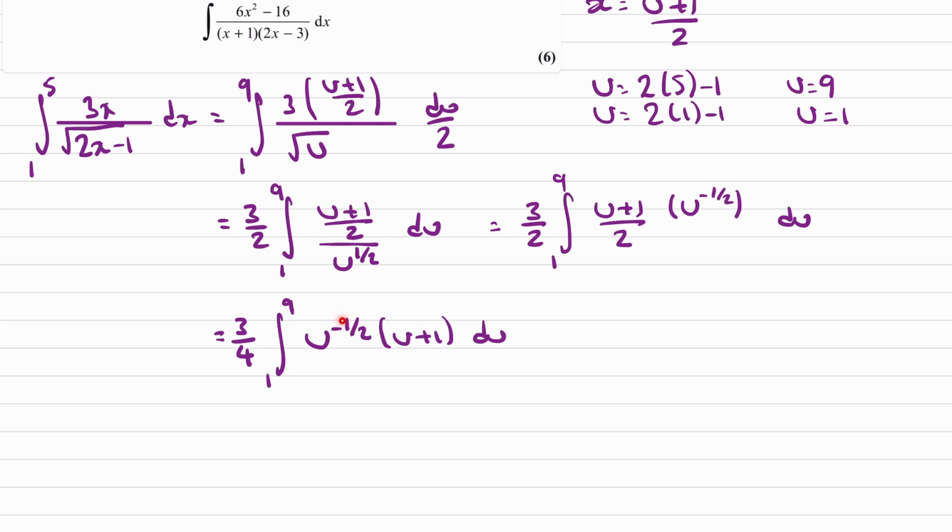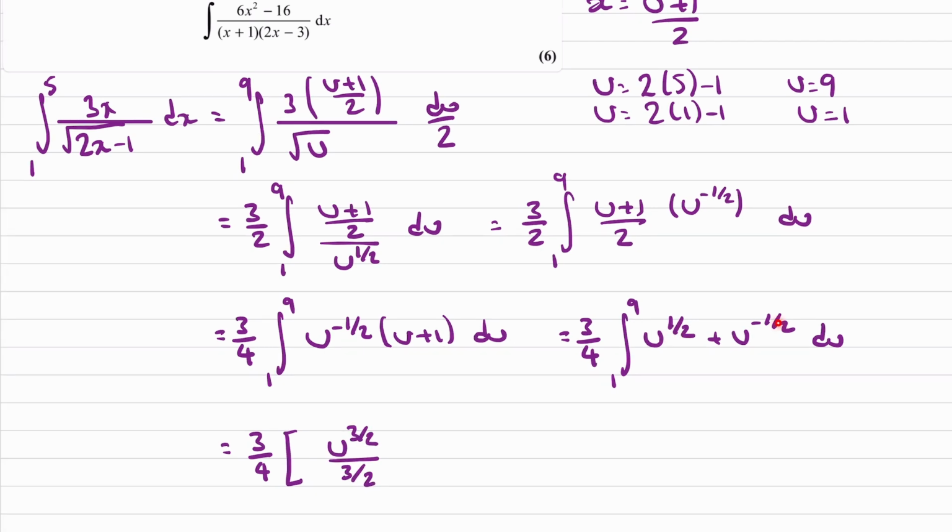Now we can expand out this bracket. We'll add these powers of negative a half and the positive 1, so we'll get u to the positive 1 half plus u to the negative 1 half. So you can see that now we're ready to integrate with respect to u. We'll add 1 to this power and divide by the new power. We'll do the same here. And we'll have the limits of 1 to 9.